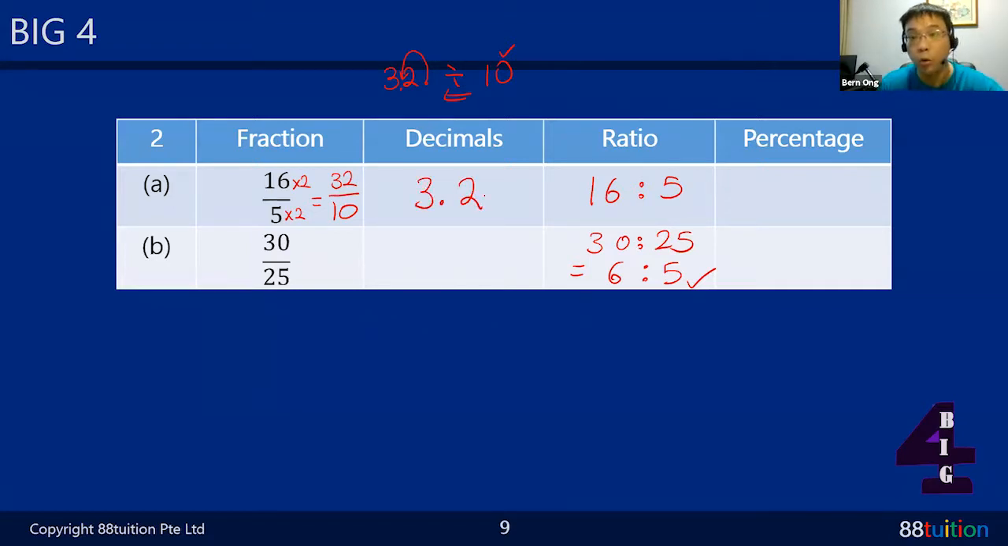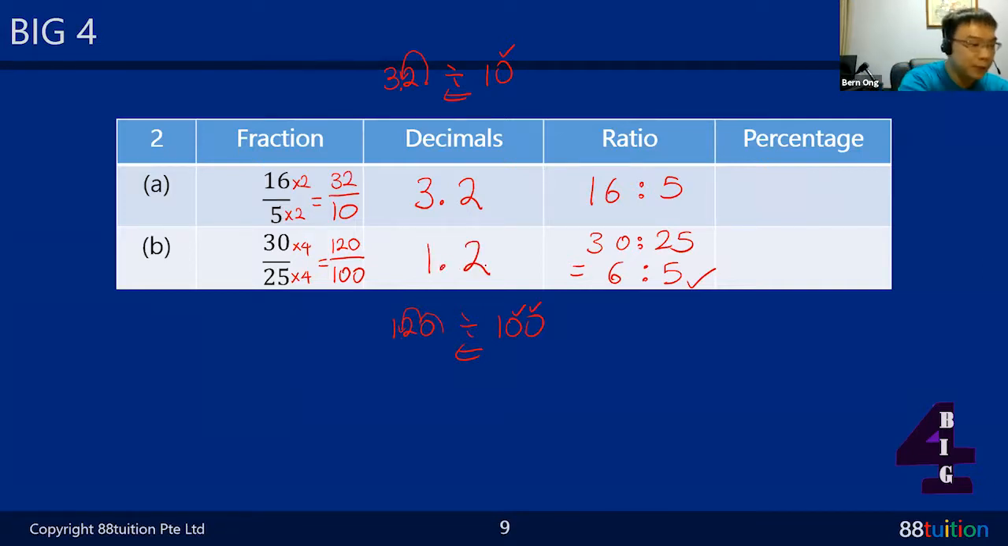30 over 25. Oh, 25 how? Change the denominator to 100. How? Times 4, and to the numerator to be fair. So you have 120 over 100. Can be written as 120 divided by 100 also. Divide means to the left, 100 means 2 movements. So you move 1 time, 2 times. So the answer will be 1.2.